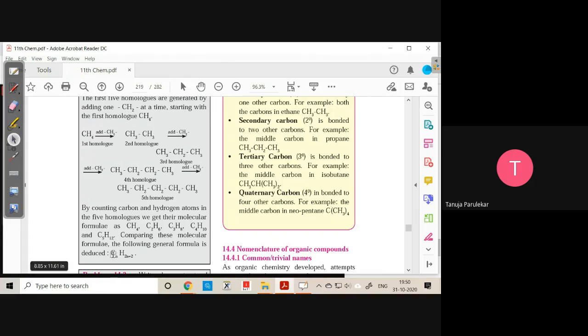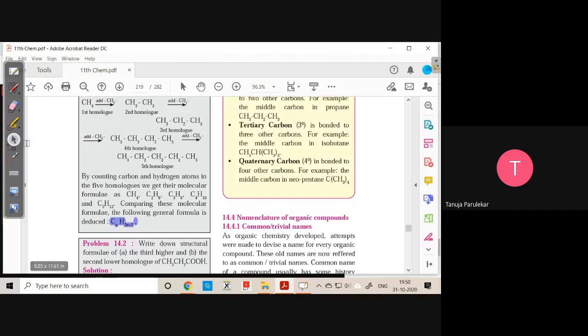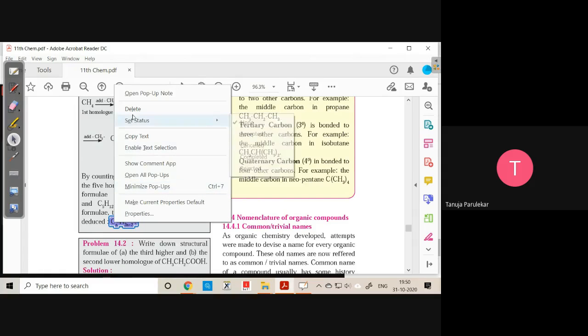So that I just now asked and you all gave me the right answer, because by counting the carbon and hydrogen atoms in the 5 homologues, we get their molecular formula. So you arrive at the molecular formula, which is nothing but CnH2n+2. Because you saw that the number of hydrogens and the number of carbons are related to each other by CnH2n+2. Okay, so that is how they have explained it. What we saw earlier, we checked it before coming here. Okay, so that was it.